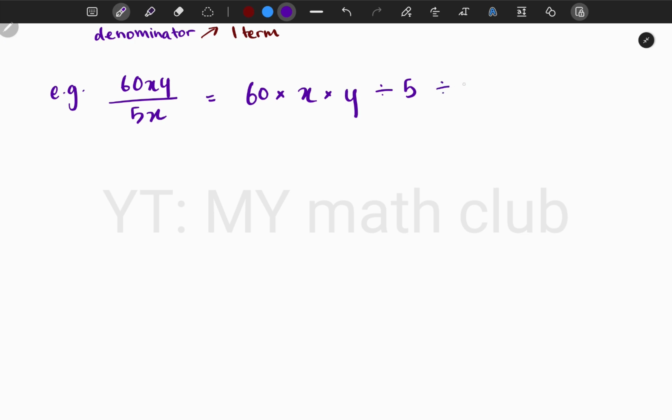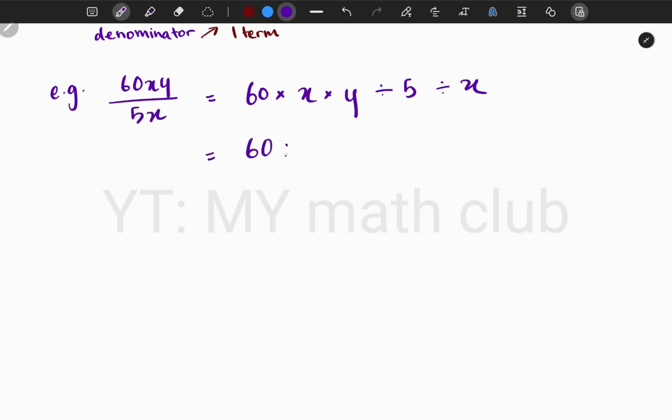So let's look at an example to see why this is so useful. Let's say perhaps 60xy over 5x. If you understood what we have just discussed, then this should make sense, which is that 60xy over 5x is the same as 60 times x times y divided by 5 divided by x. Here's where the magic happens.